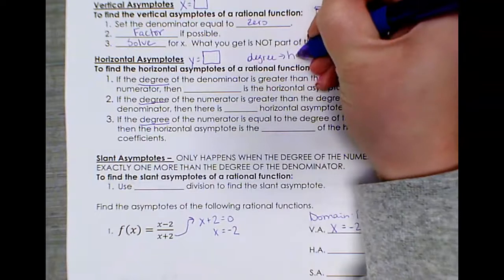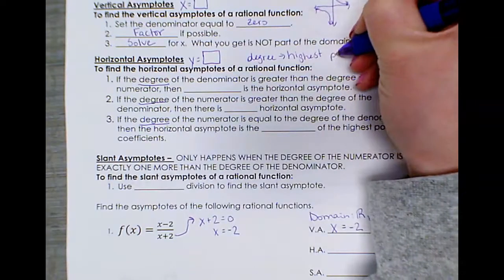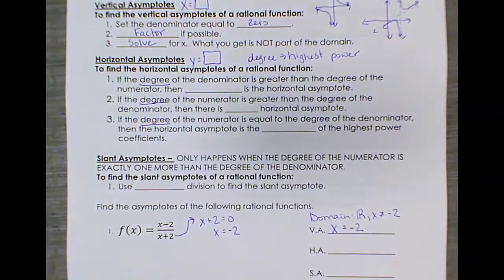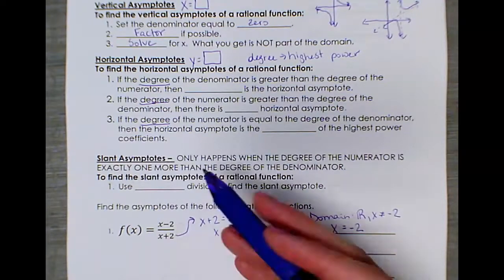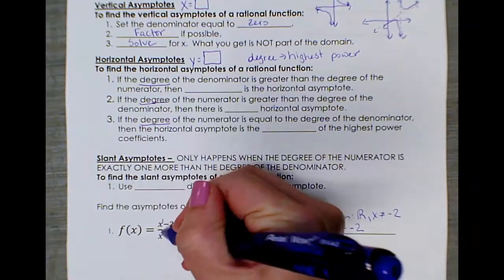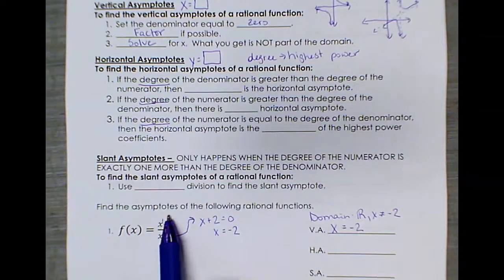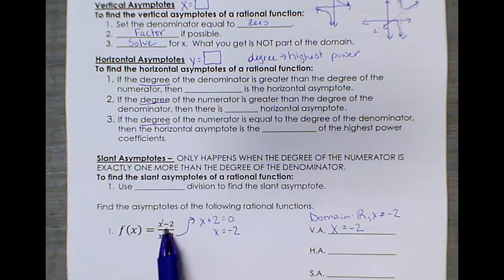So the degree is the highest power. And of course we're talking about exponents here, so if my polynomial is x cubed minus 4x plus 7, then 3 is my degree because the x cubed indicates that we have a degree of 3. That's the highest power in the polynomial. So if I look down at number 1, I have constants, I have x's, they don't have exponents, but we know that a 1 is implied here. So in both cases, the numerator has a degree of 1 and the denominator has a degree of 1. So we're talking about the highest powers in the numerator and the denominator.